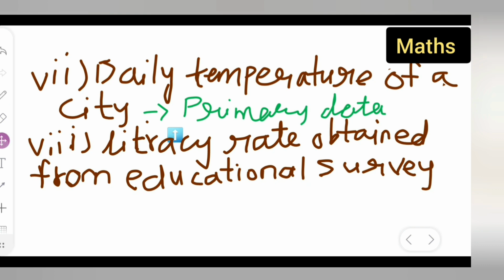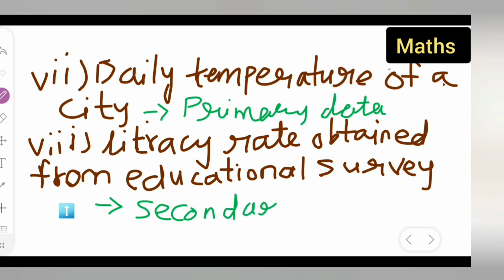Next is what? Literacy rate obtained from educational survey. Literacy rate from an educational survey is secondary data, because the data is already gathered in the source, meaning it is a source which already has the information stored, right? So this is secondary data. So write down secondary data.